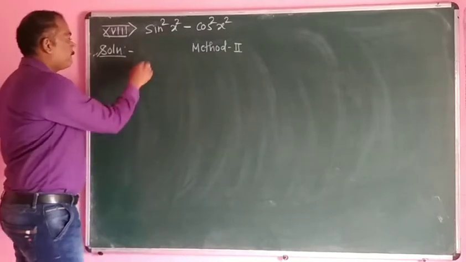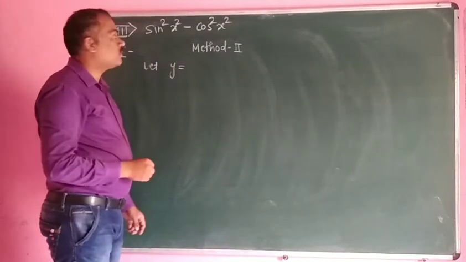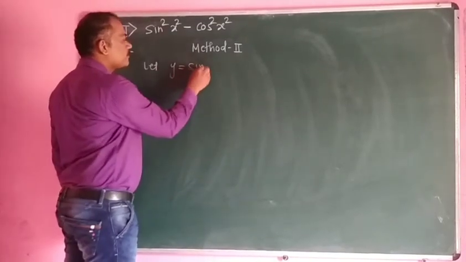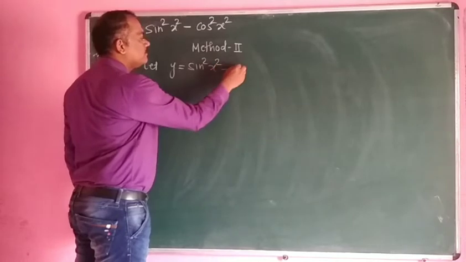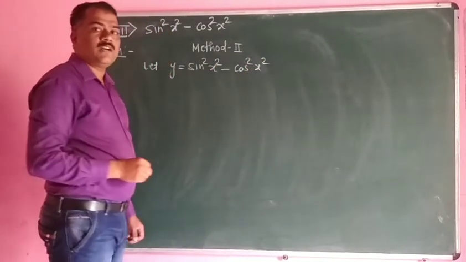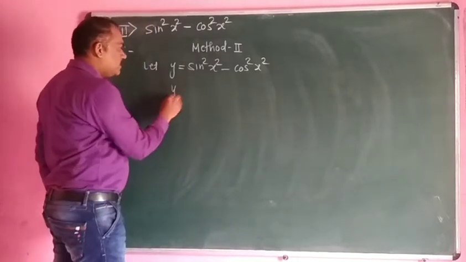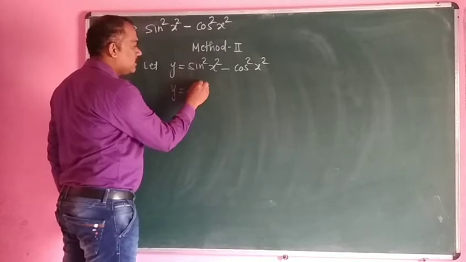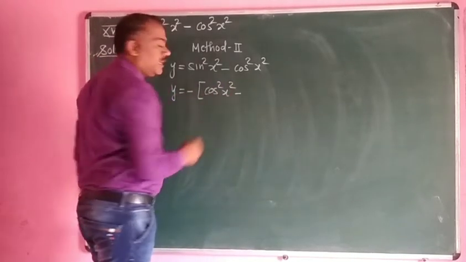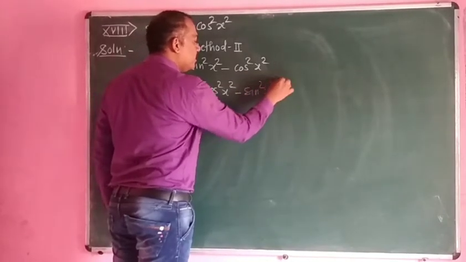Let y is equal to sin square x square minus cos square x square. Suppose we take the minus sign common. What do we write? y is equal to minus cos square x square minus sin square x square.